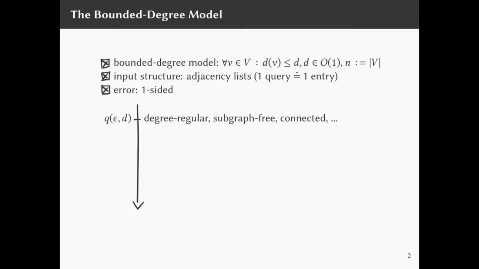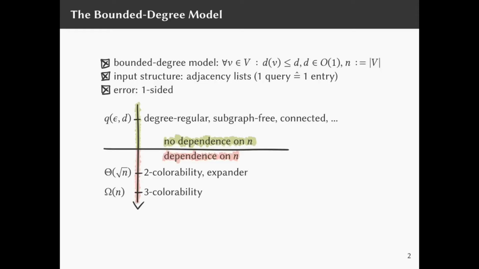Maybe surprisingly, many problems are actually testable with constant query complexity and one-sided error, for example, degree regularity or subgraph freeness or connectivity. There are some properties where we know that the query complexity we require in this model is sublinear but not constant, for example, 2-colorability or expansion. And for 3-colorability, we know that the number of queries we require is linear in n. In this talk, I'll focus on the case where we have a constant query complexity, which means that the query complexity doesn't depend on the size of the graph at all.